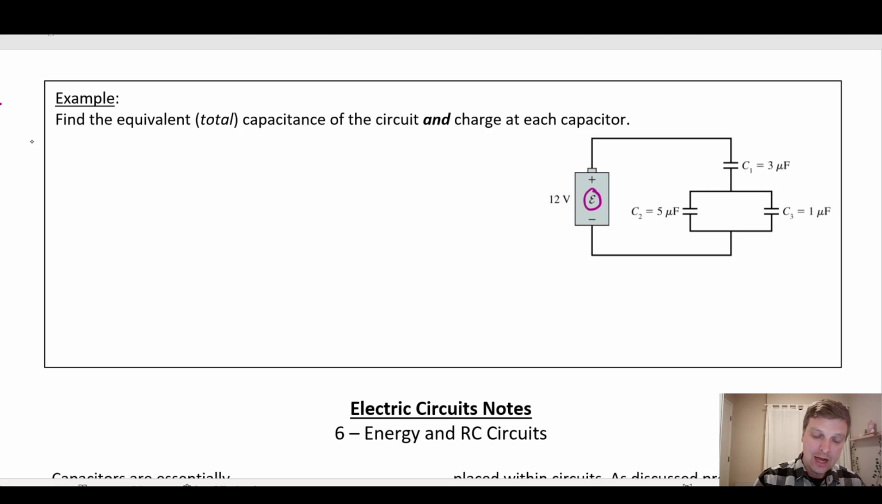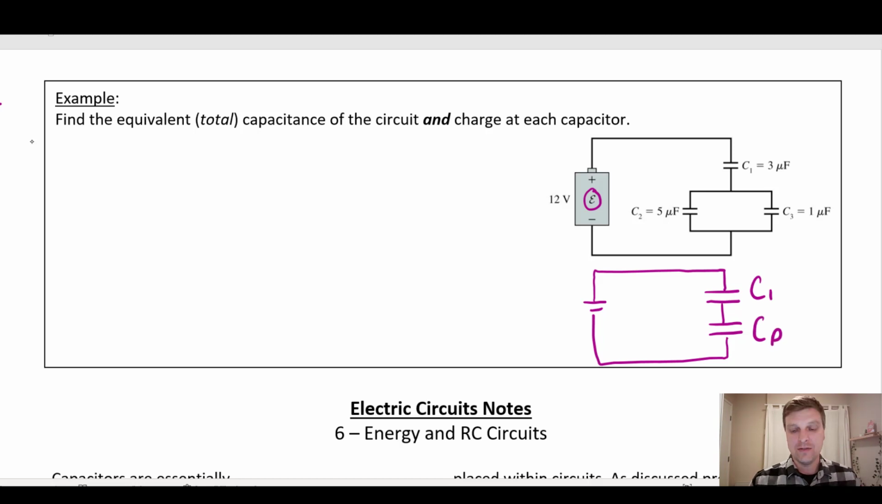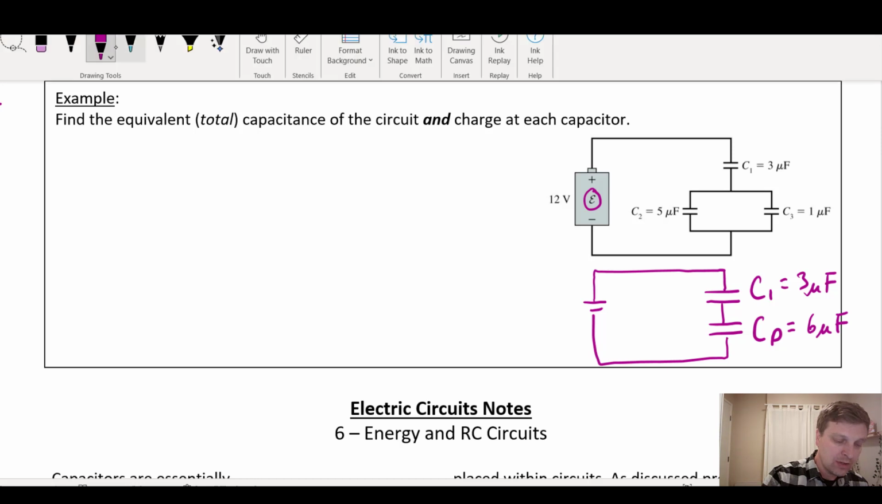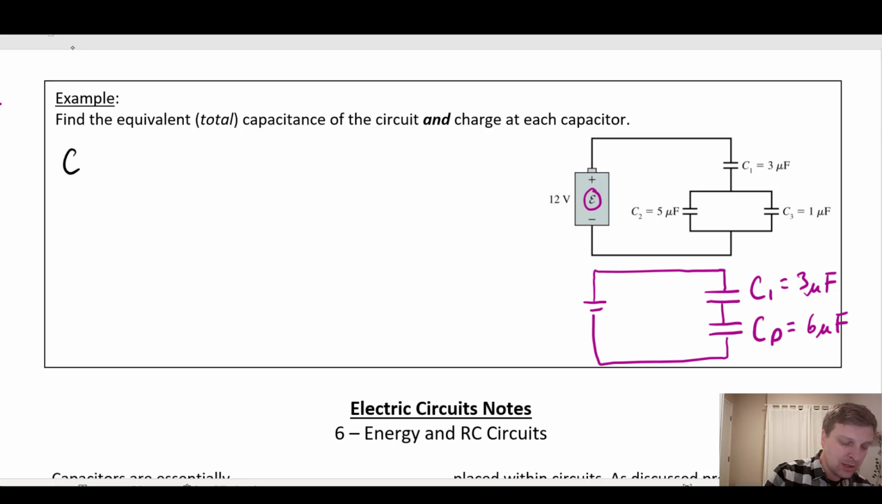Okay, so the total capacitance of the circuit. I could think of this circuit as a 12-volt battery connected to a first capacitor, I'll call it C1, and then this whole parallel situation I'm going to think of as a single capacitor with a value of Cp. So C1 has a value of 3 microfarads. And C2 and C3, since they're in parallel with each other, have a total effective capacitance of 6 microfarads, right? Because they just add up because they're in parallel.